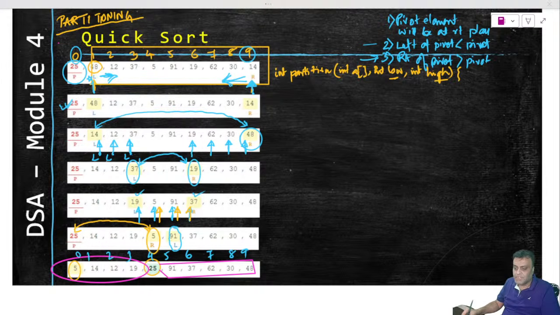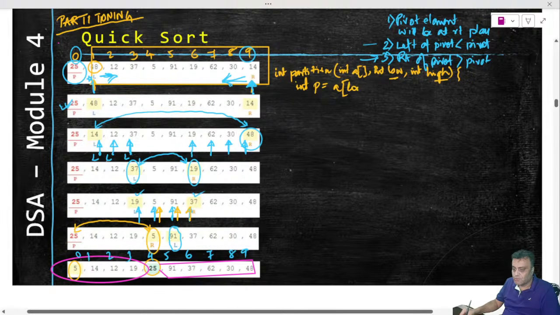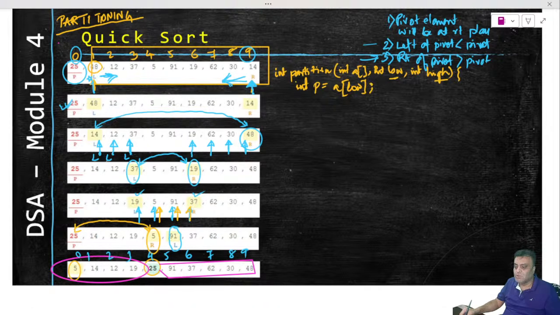So now if I take int partition, inside that the first step is for us to define the pivot. What did we do? We chose P as the pivot. So we will select P as the pivot, which will be A of, let us say low. We have given low, so low will be 0 in the initial case. So pivot will point to A of low.